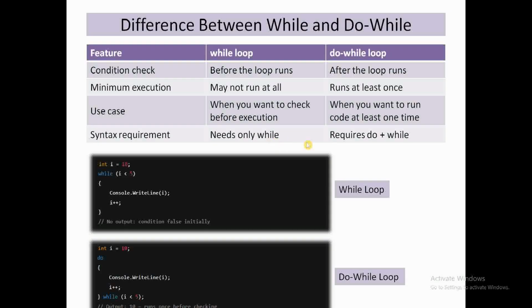Needs only while, requires a do while. So this is the proper syntax. Without this while, if we directly use a do loop, then it will give us a compile time error. So here is while loop. First we have to set the counter variable, the initializer condition, then we have to set the while condition, and then the increment. Next we have a do while loop, where we have to set the condition with while. So this is the syntax of do while.